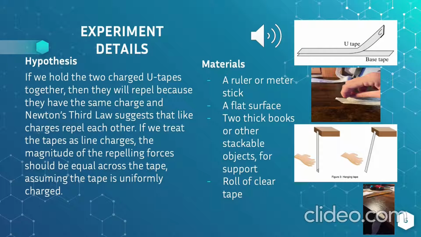I hypothesize that holding two charged pieces of tape of the similar sign together would cause a repelling force because we've been taught by Newton's third law that like forces repel. If we treat the tapes as line charges, the magnitude of the repelling forces should be equal across the tape, assuming the tape is uniformly charged, as I hypothesized. You can also see on the right the materials needed for the experiment, with images detailing how the experiment should be set up according to the lab instructions we received.